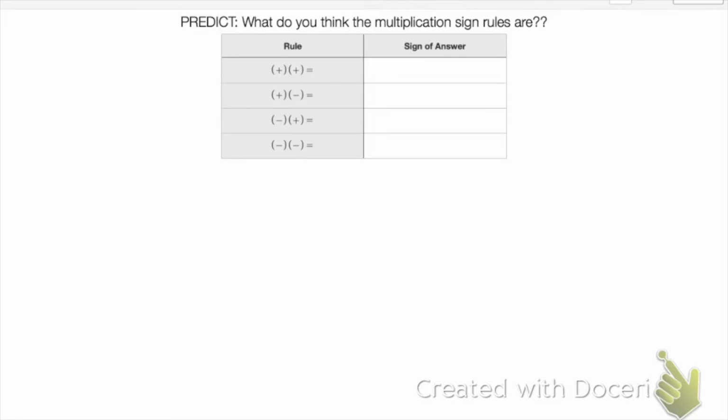So please write this table down in your notebook. Whenever you have a positive multiply a positive, you will have a positive answer. If you multiply a positive to a negative, you will have a negative answer. If you multiply the negative to a positive, you will have a negative answer. And if you multiply the negative to the negative, you will have a positive answer.